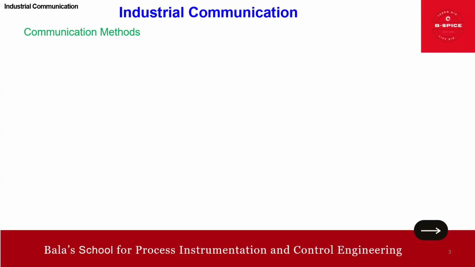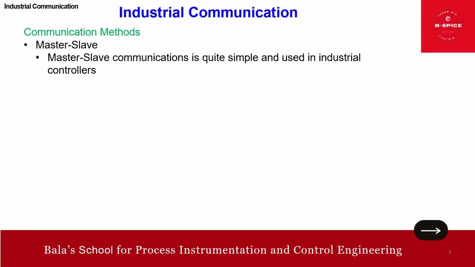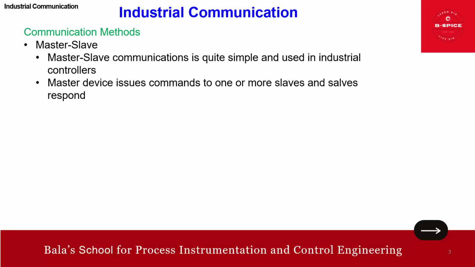When we talk about communication methods, we have three that are very common in networks: master-slave, token ring, and Ethernet. Master-slave communication is quite simple. That's used in industrial controllers. In this technique, a master device issues commands to one or more slave devices and the slave responds. That's it, as simple as that.